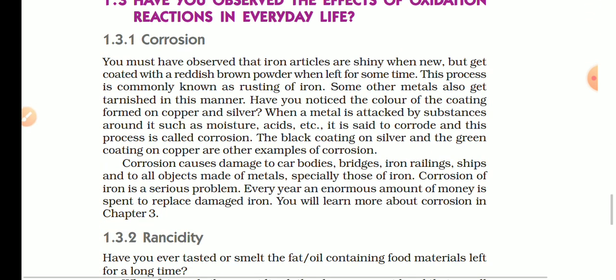And every year, because of this corrosion, a lot of things are getting destroyed. A huge sum is getting lost in the entire world, millions of dollars. In fact, crores of rupees worth of articles are getting wasted every year because of this corrosion.